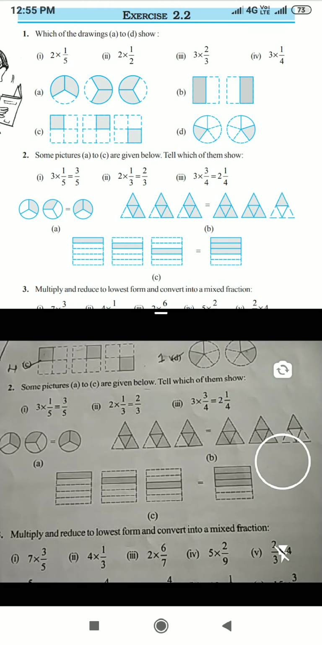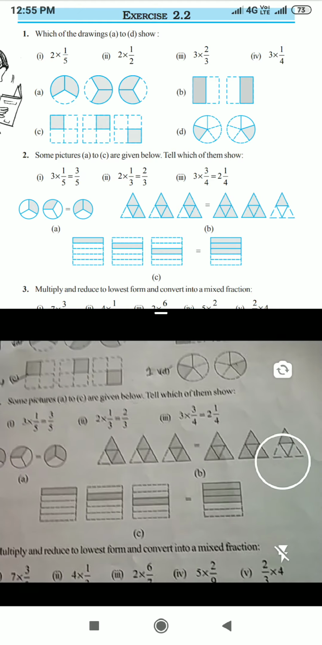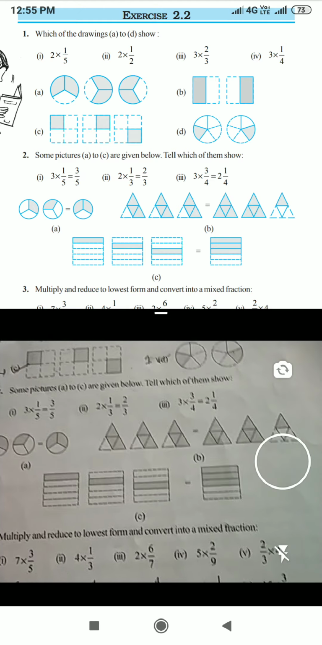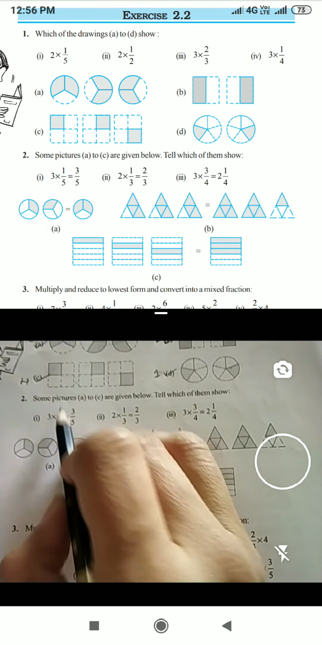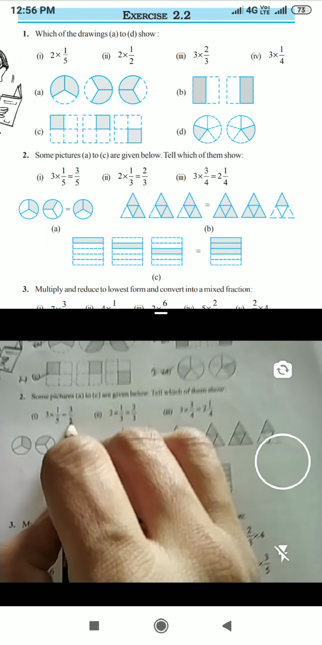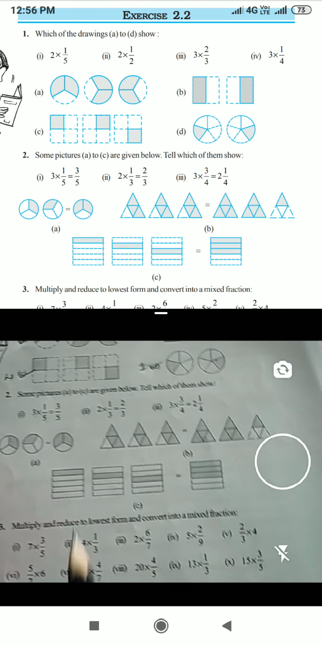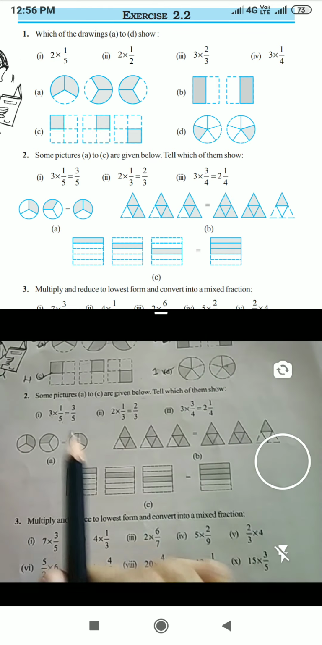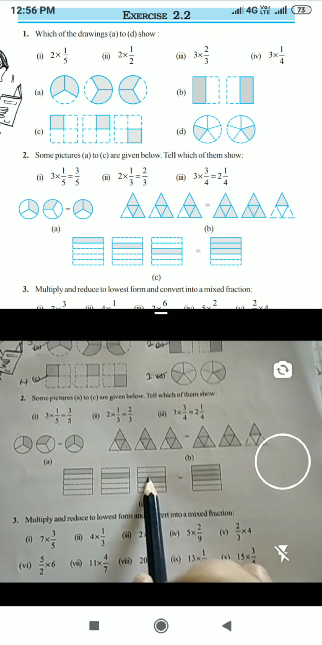Some figures A to C are given below. Tell which of them show... Now again, which of them show means we have to match the figures. Now first one. 3 into 1 upon 5 is equal to 3 upon 5. Yes. Now 3 whole figures we want. Okay. Check it out how many. We have only 2 figures. See, this 3 whole figure we have. This one we have. This one we have.